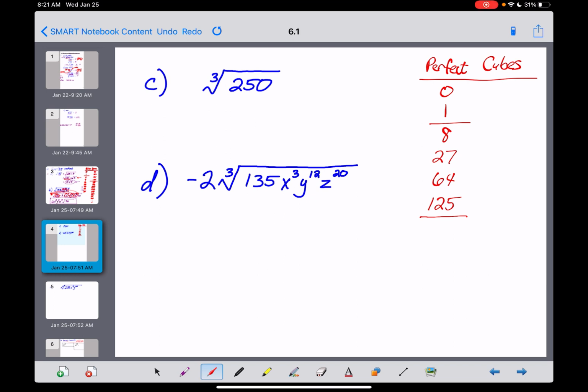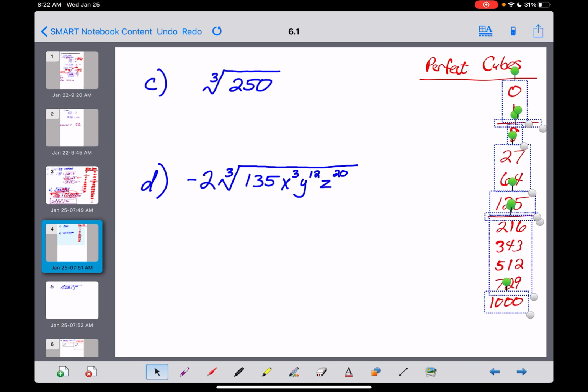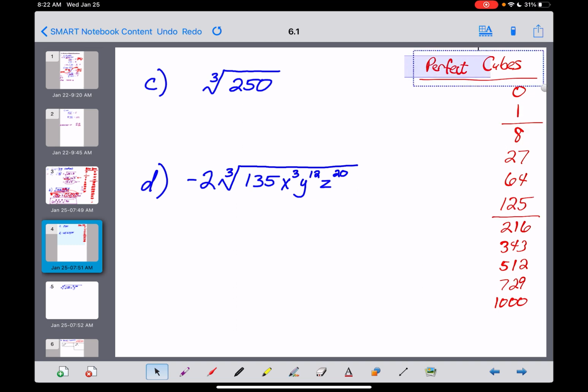6 cubed is 216. 7 cubed is 343. 8 cubed is going to be 512. 9 cubed is 729. And 10 cubed, I'm hoping you guys could tell me without your calculator, 10 times 10 times 10 is going to be 1,000. Now again, there certainly are more perfect cubes than that. That's just the first 11 of them, but those are probably as many as you guys would realistically need to know for what we're going to do next.